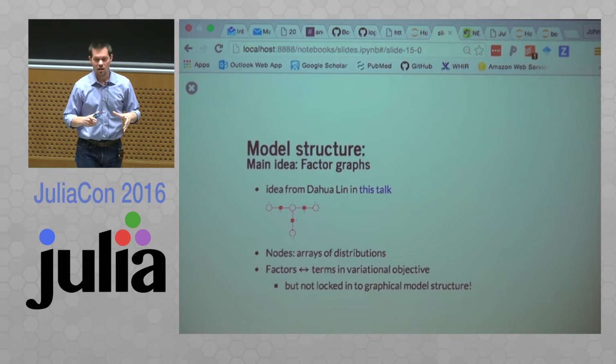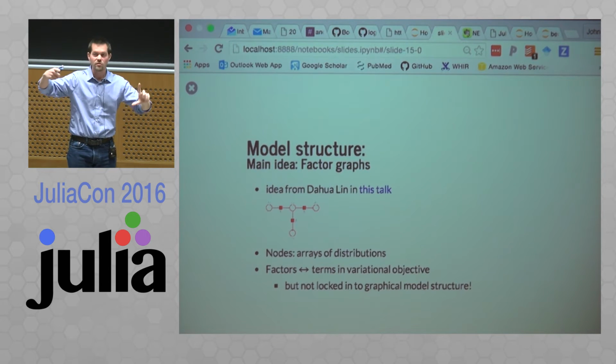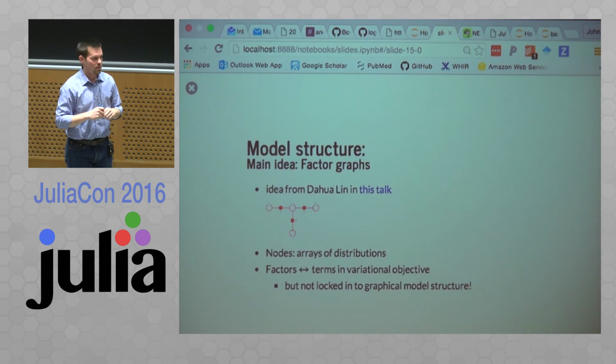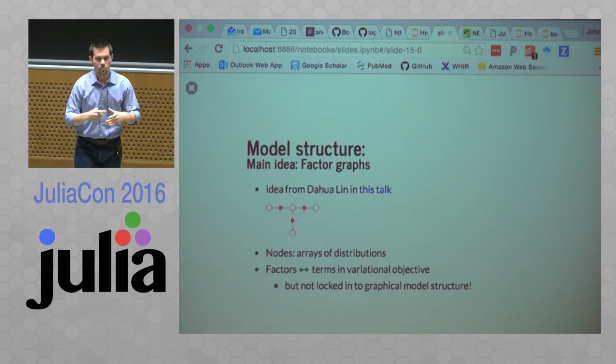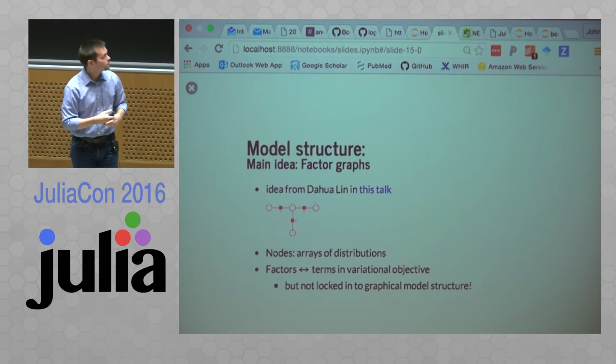The idea for the first kind of model comes from an old talk that I dug up online from Tamara Broderick, which is this idea of a factor graph. Every node in the graph is a distribution. It may be an array of distributions, like a 4x8 array of normal distributions, which is pretty common to have a bunch of together. And then factors are terms in that objective function. They're places where a bunch of nodes come together and I take an expectation and I get a number out.